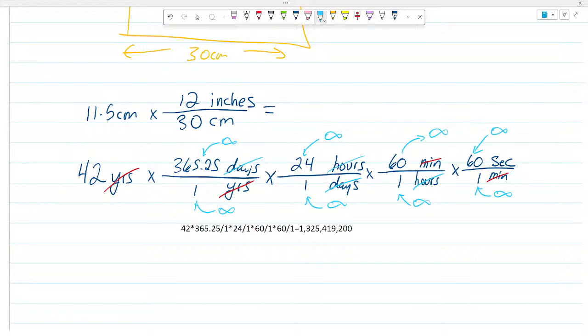Does that make sense? So the only measured number here is my age. And how many sig figs in my age? Only 2. So I have to round this answer to 2 sig figs. So I can say that I'm 1,300,000,000 seconds old. Or if I want to, I could say 1.3 times 10 to the exponent 1, 2, 3, 4, 5, 6, 7, 8, 9, right?